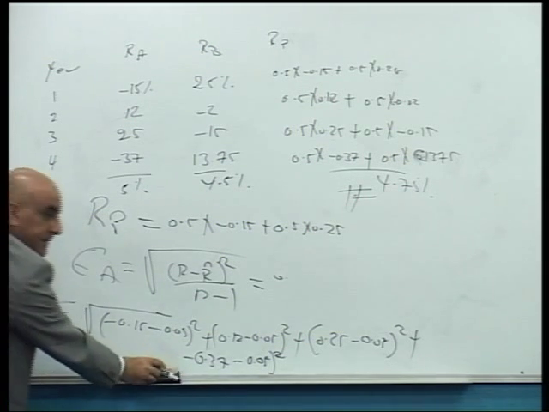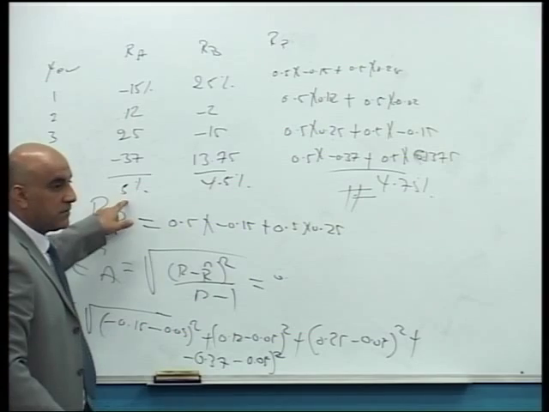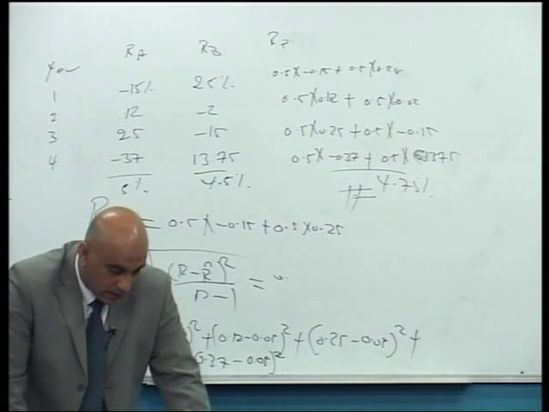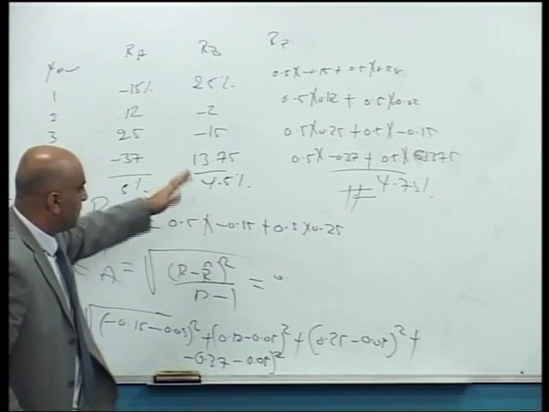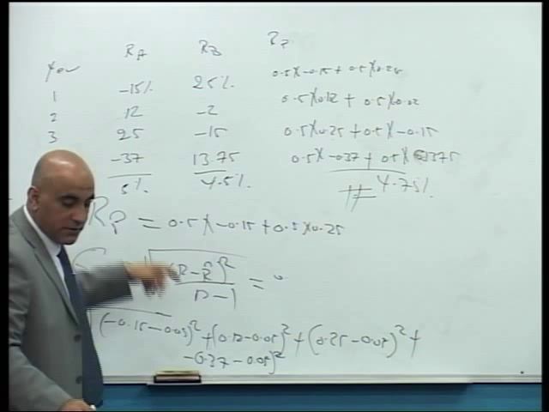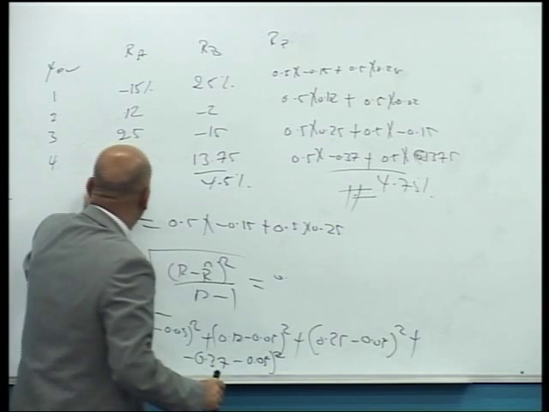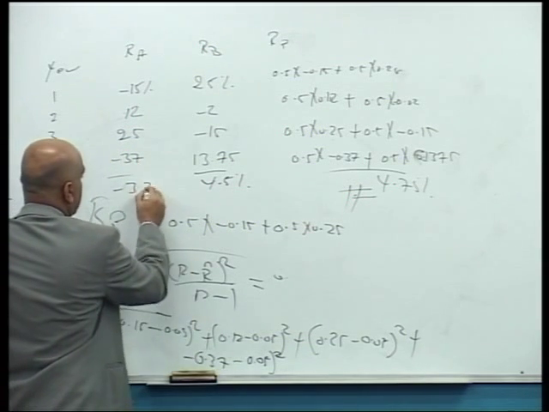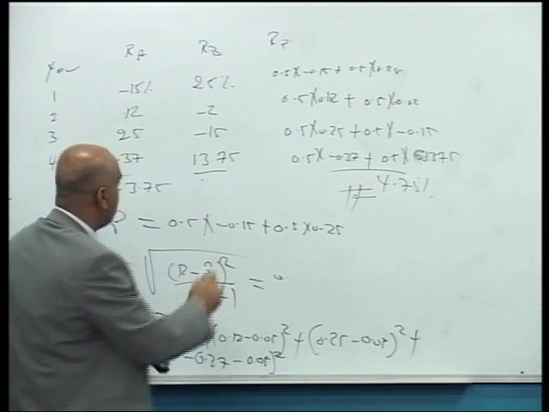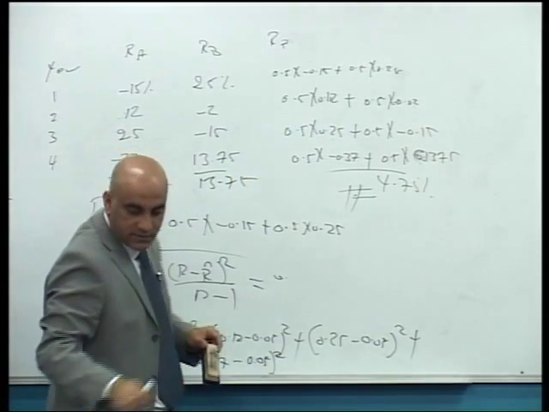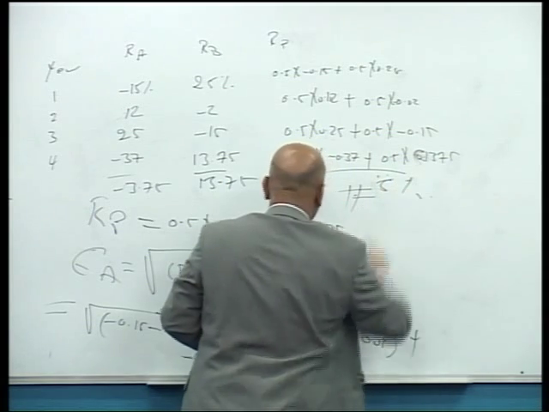This is a different question. Do it again, you will have a different answer. It's minus 3.75. And this one is 13.75, and this one is 5%. Check the calculation, please.